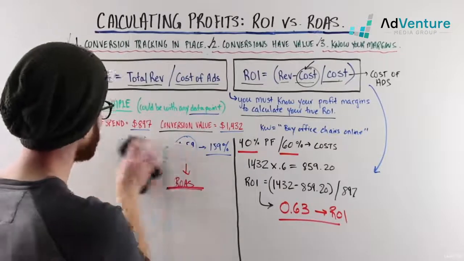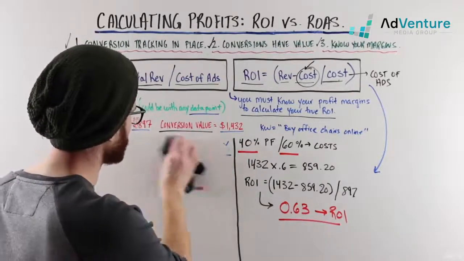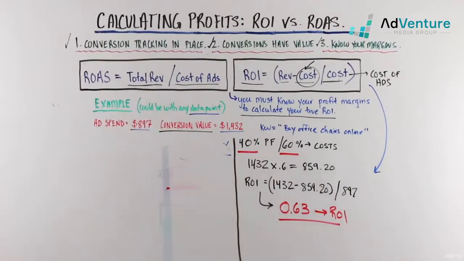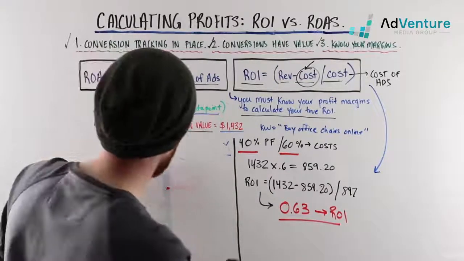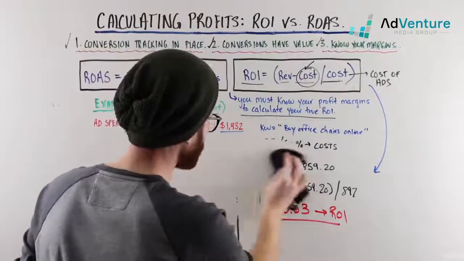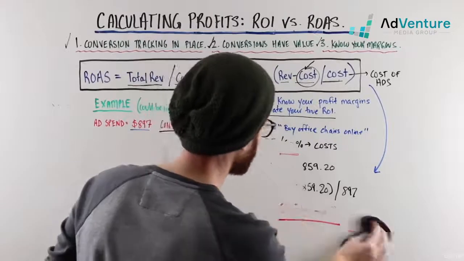We want to figure out what our break-even point is. If I know my profit margins, it would be a great piece of information to know how much I could spend, or how much I need to spend, to break even. That's called our break-even point.